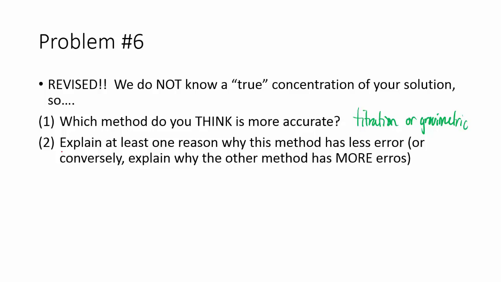And then I want you to explain at least one reason why. So you could either think of it as, let's say you think titration is more accurate, give a reason why you think titration is more accurate, thinking about the actual experimental process, or you could say, give a reason why you think gravimetric is less accurate, or vice versa. If you think gravimetric is more accurate, give a reason why experimentally. So that's what we want to do for problem number 6.